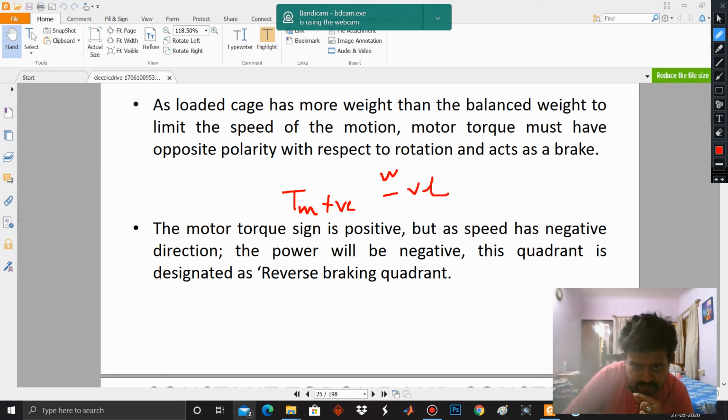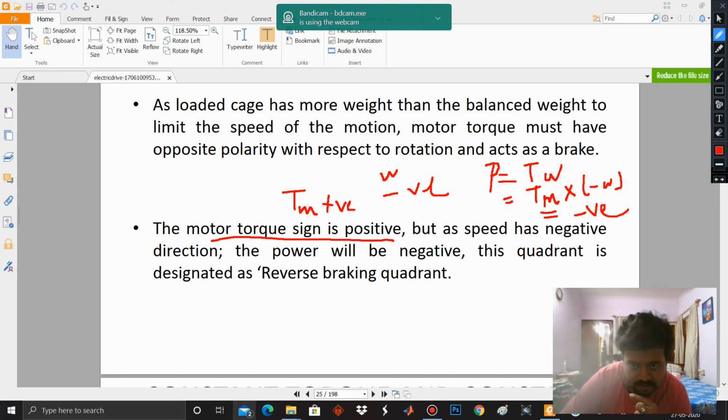The omega is negative. So when you multiply a positive quantity with a negative quantity, what is the formula for power? Power is equal to tau omega. So it should be equal to tau m into minus omega. So it should be negative. So the motor torque sign is positive, but as the speed has got negative direction, the power will be negative. So the quadrant is designated as the reverse braking quadrant.